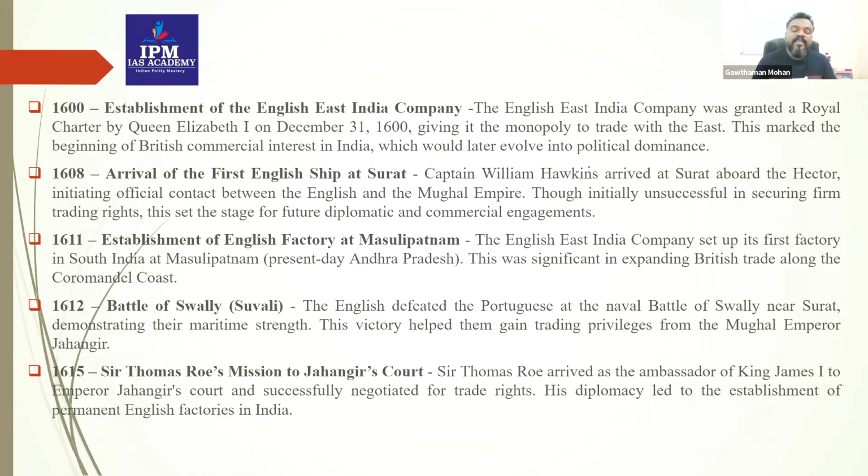Then the next event is in 1608, the arrival of the first English ship at Surat. Very important. Captain William Hawkins arrived at Surat aboard the Hector, initiating the official contact between the English and the Mughal Empire. During that time, who was controlling the entire India? It was under the control of the Mughals, so they had to get permission from Mughal rulers to do trade. Though initially unsuccessful in securing firm trading rights, they set the stage for future diplomatic and commercial engagement.